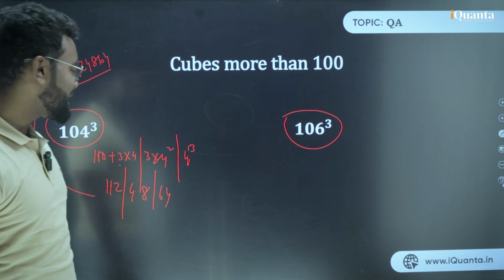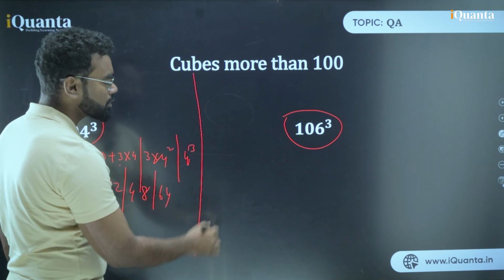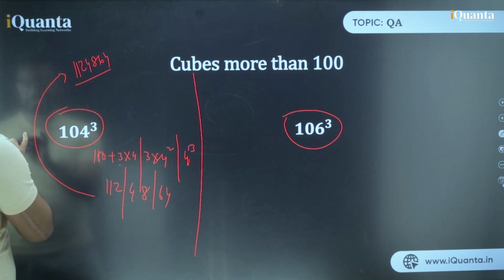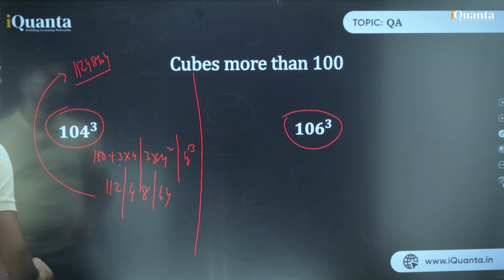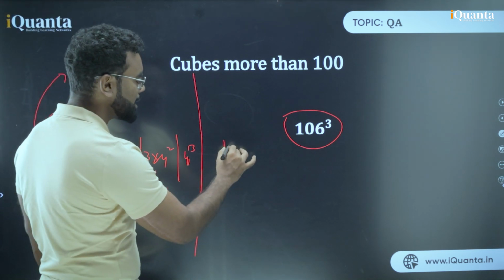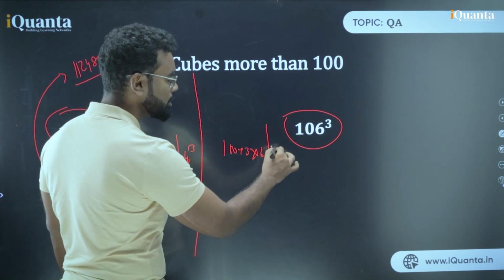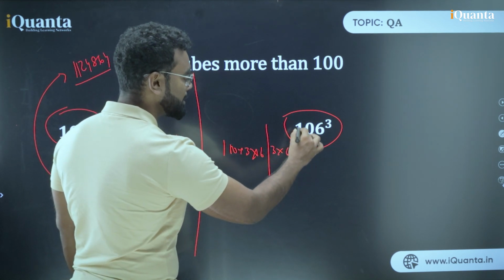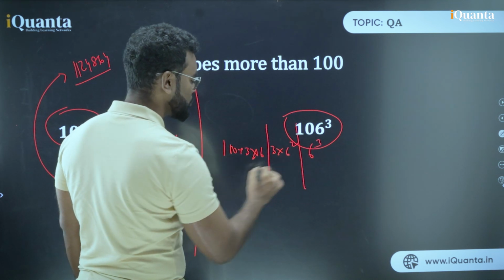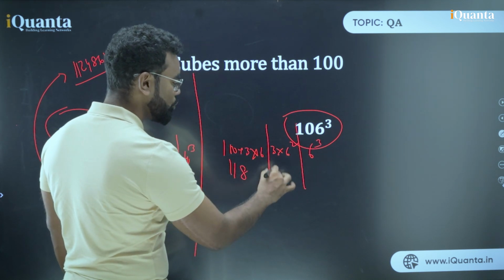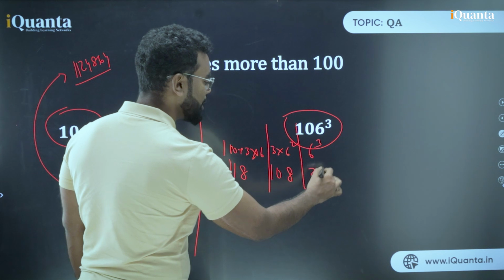Now think about 106 cube. What should we do first? In case of 106 cube, the first thing is 100 plus 3 into 6. That is the first step. 3 into extra. Next, 3 into extra square. Next, extra cube. So it is basically 118, 108 and 216.